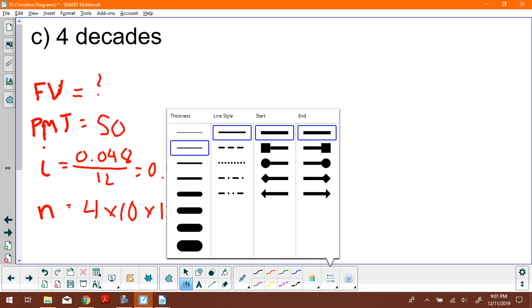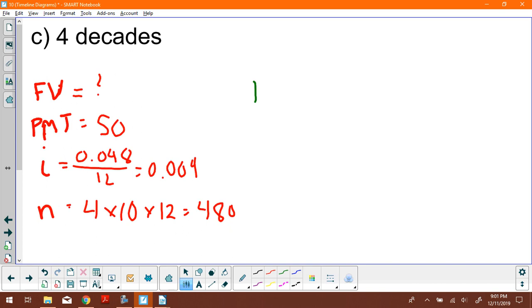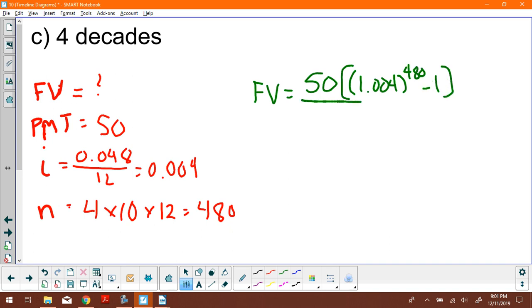Okay, so now let's go to our formula. Our future value equals our payments, which is 50, times 1.004 to the power of 480, minus 1, divided by 0.004. And now it's just a matter of running that through your calculator.